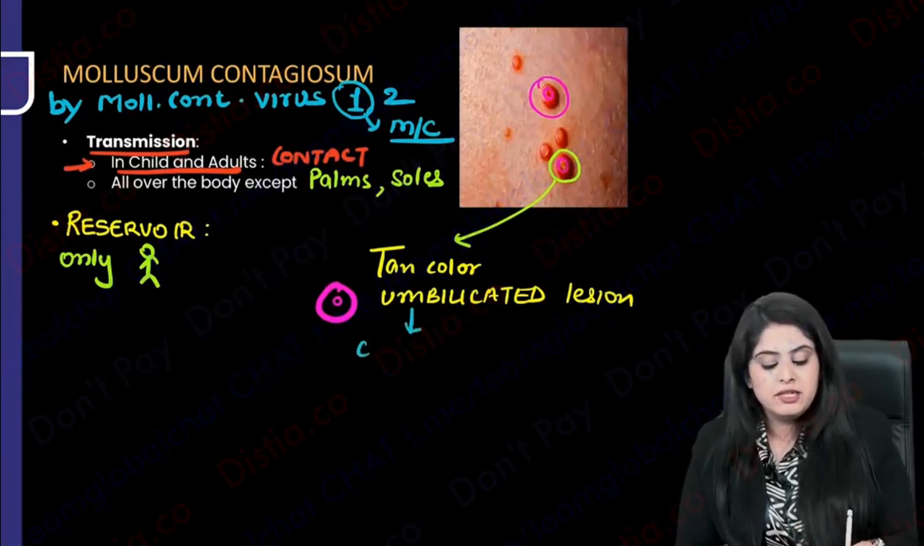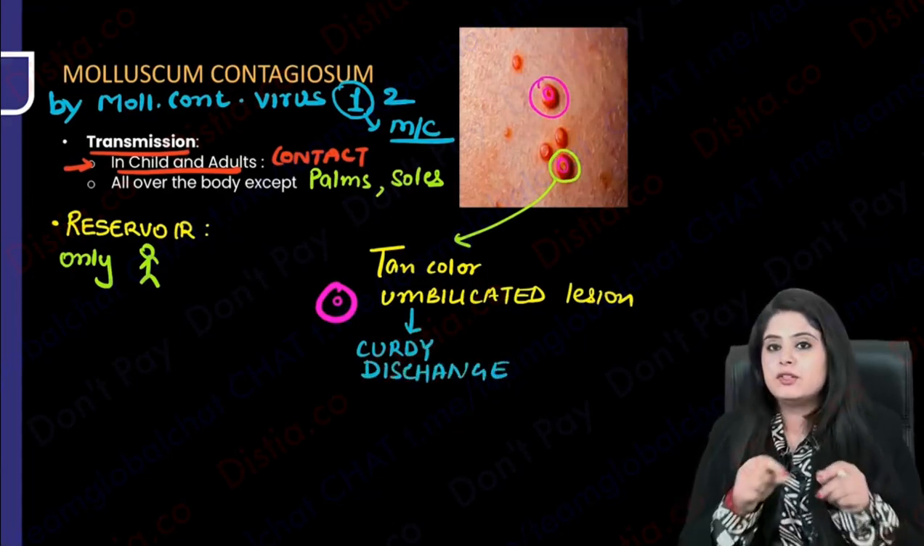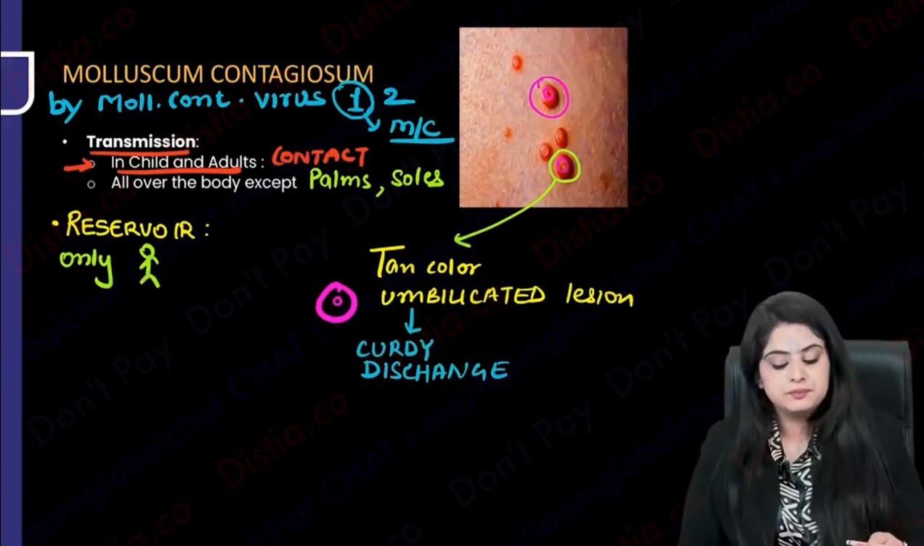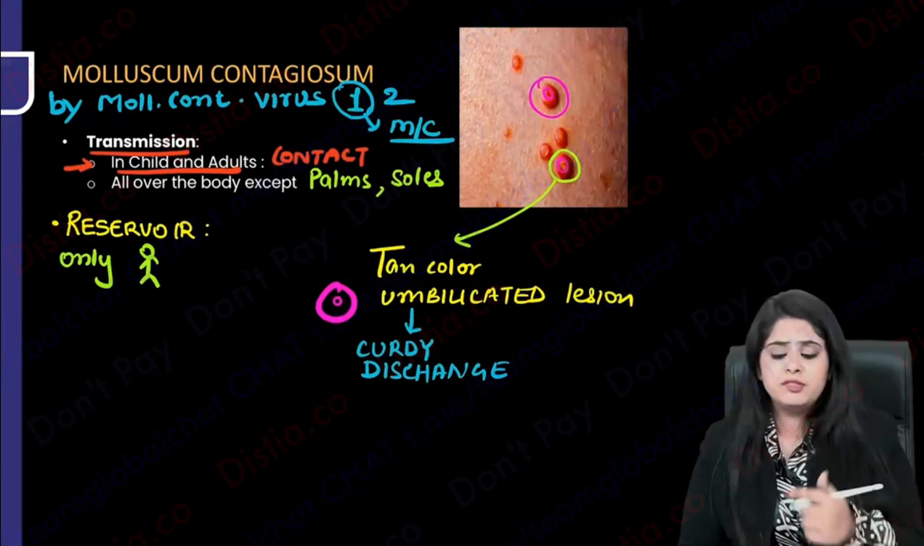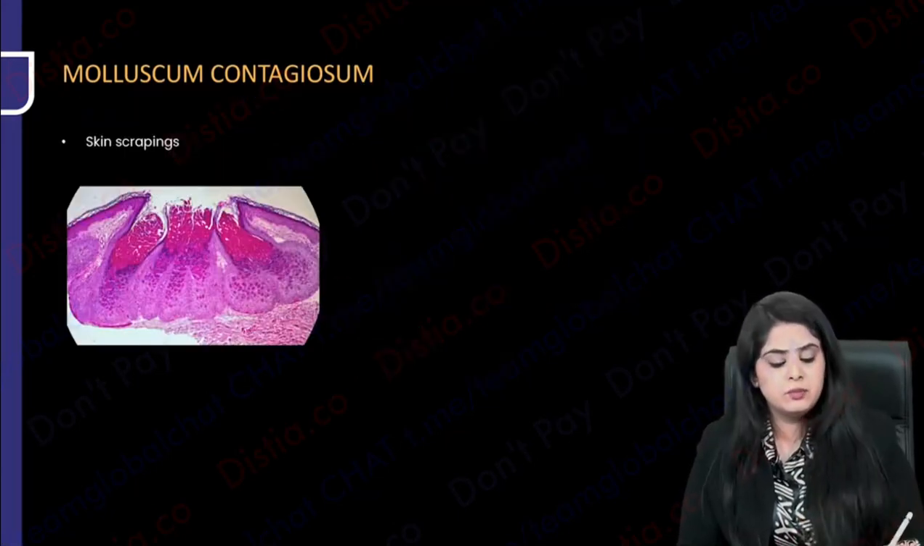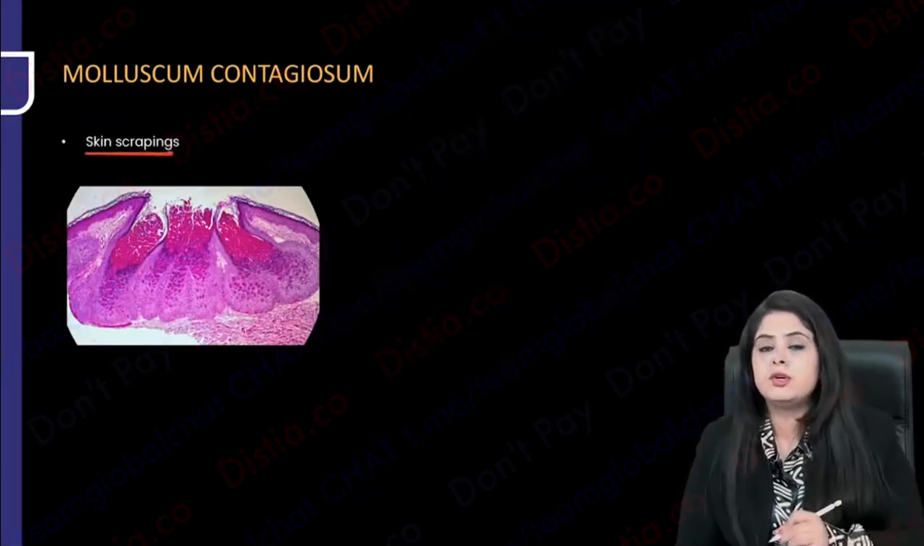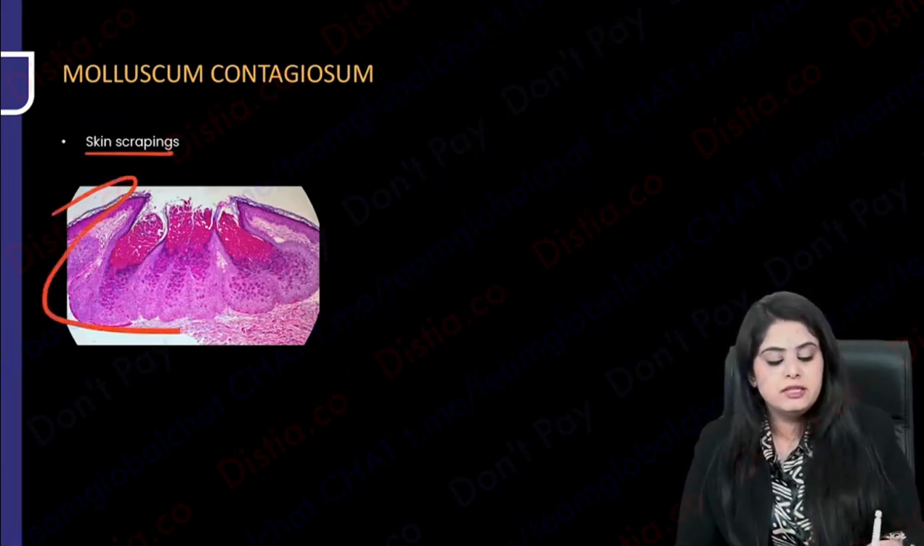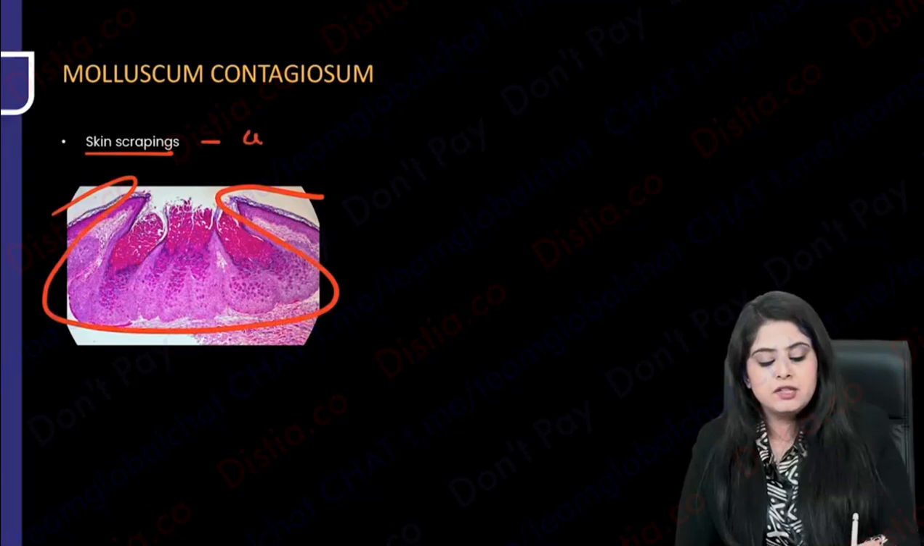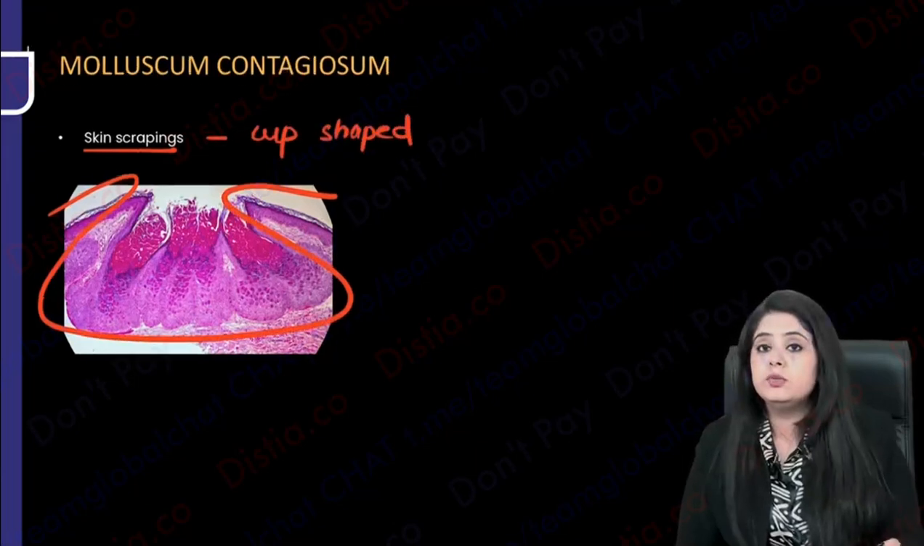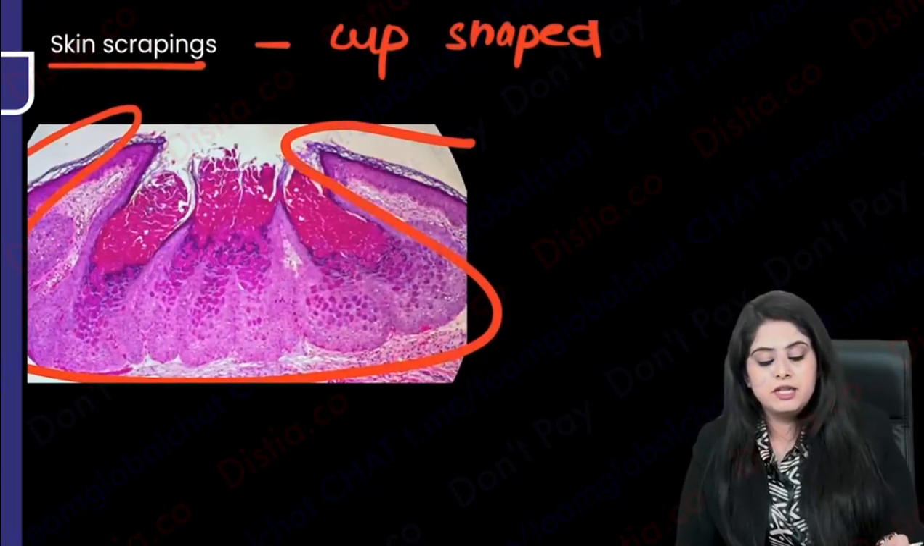And if you press on it, there is a curdy discharge that is going to come out. So every time you get a molluscum lesion and you press on it, some whitish material comes out. Okay, so what do we do? Let us do a biopsy and look at this under the microscope. Let us do some skin scraping. What do I see in molluscum contagiosum? The lesion is classically a cup-shaped lesion, and if I zoom into the cup, it will have something inside it.